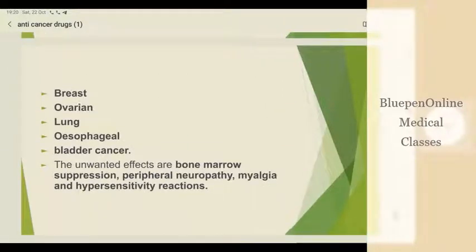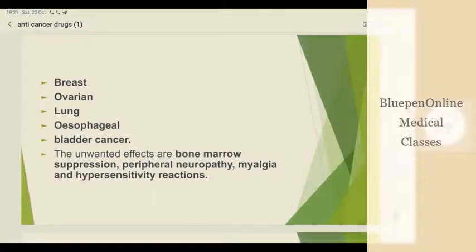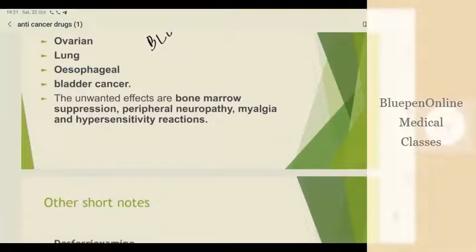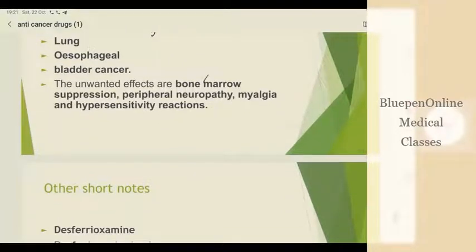It is used in breast, ovarian, esophageal and bladder cancer, and lung also. Unwanted side effects are bone marrow suppression, peripheral neuropathy, myalgia, and hypersensitivity reaction.